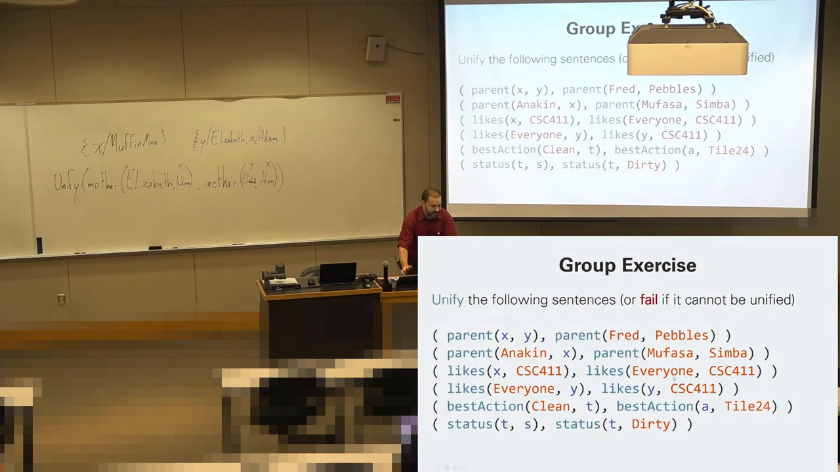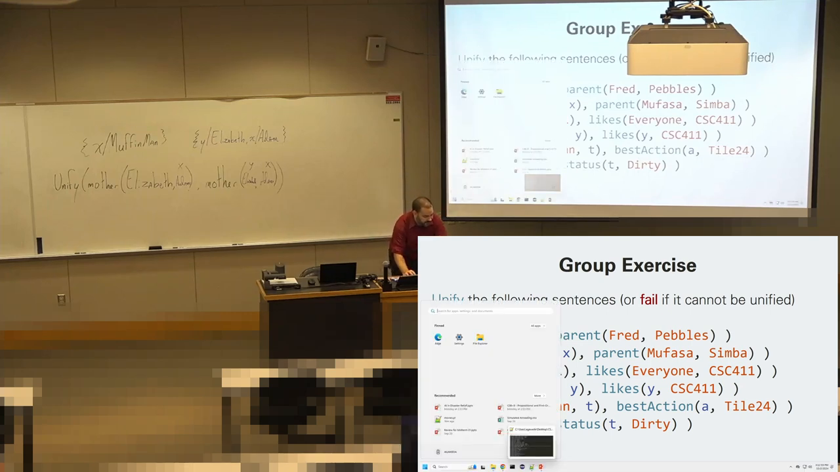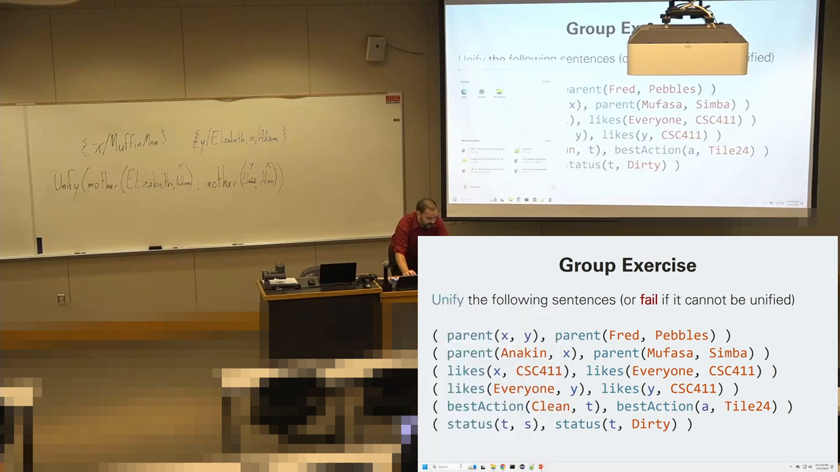And essentially, I want to ask, hey, can I make substitutions for parent X Y, parent Fred Pebbles, parent Anakin X, parent Mufasa Simba, likes X 411. Everyone likes 411. Everyone likes something. Everyone likes, or Y likes 411, et cetera. This one shouldn't take too long, so I'll give you till 3:19, so 6 minutes, 1 minute each.